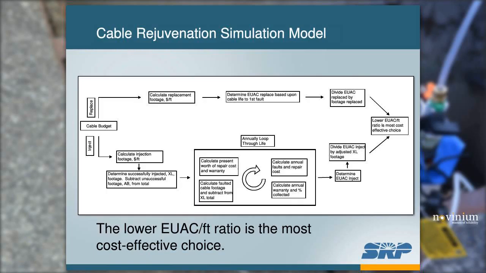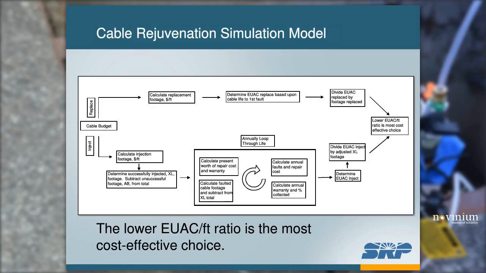If we take our injection budget, the choice is either we can use it for injection, or we can use it for cable replacement. If we use it for cable replacement, basically what we're going to do, we're going to calculate how much cable we can replace with that money. We're going to say that cable is going to last 30 years to the first fault. So that's got a fixed life of 30 years. We're then going to count our equivalent uniform annual cost divided by the footage replaced, and that's our equivalent uniform annual cost per foot for cable replacement.